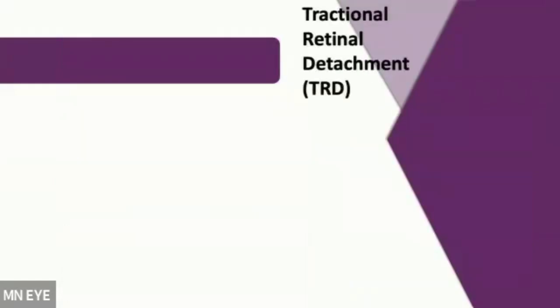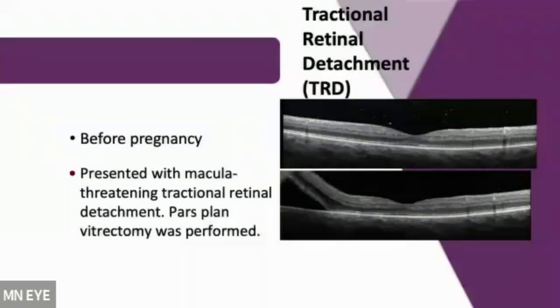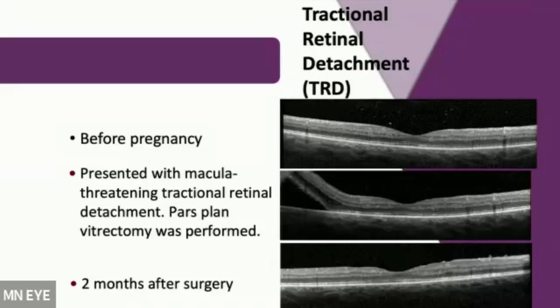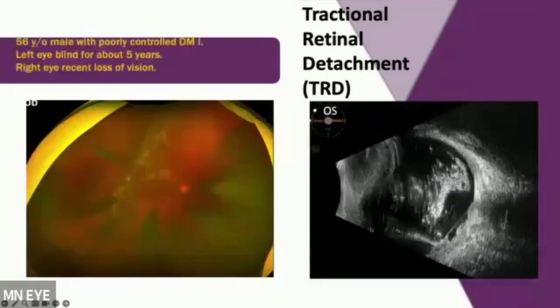And this was one of the extreme examples. Now let's go for tractional detachments, milder forms. Before pregnancy she was fine, is diabetic, but then during pregnancy, PDR progressed like crazy and caused TRD, progressing into the macula. So she underwent surgery and then she's fine.